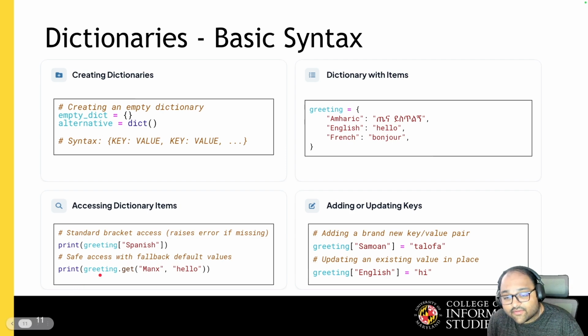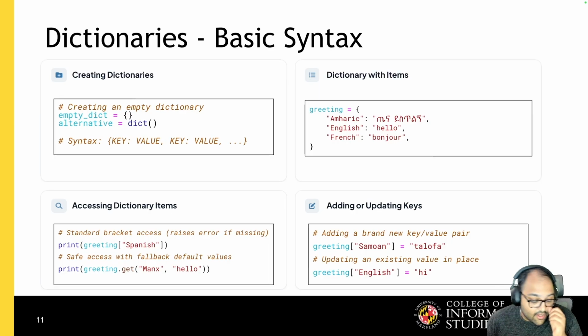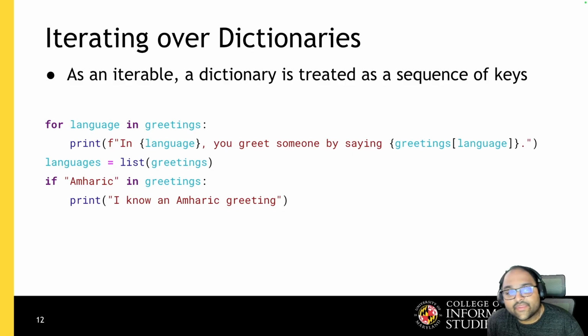And then you can also add new keys. So you can say greeting at Samoan is equal to Talofa, or you can update an existing value. So you can say greeting at English is equal to hi, right? So it's very similar to other objects, but it's a much simpler and more flexible way. So a key value is a very common trend that we tend to use. And then we can actually iterate over a dictionary. So how do we do that? Well, as an iterable, a dictionary really is just a sequence of keys.